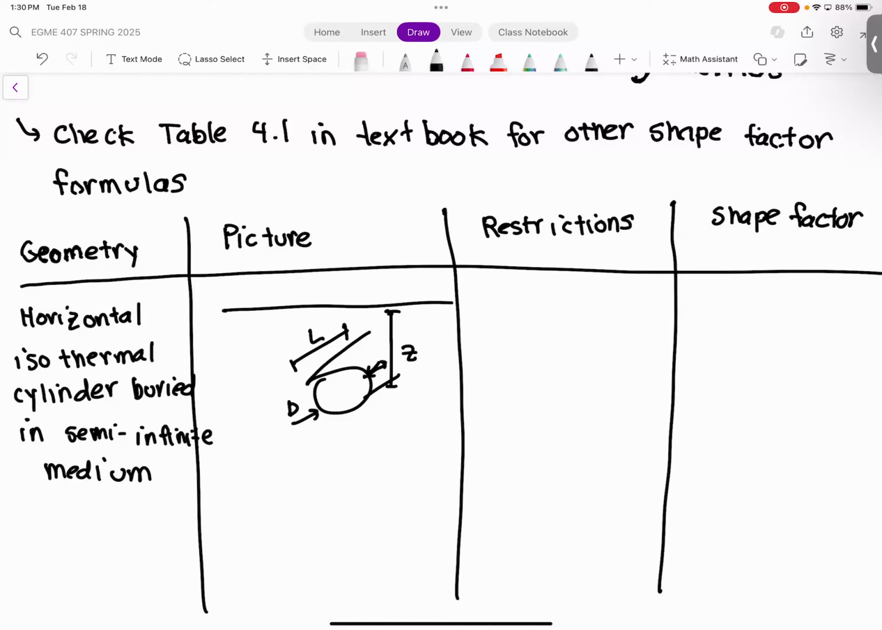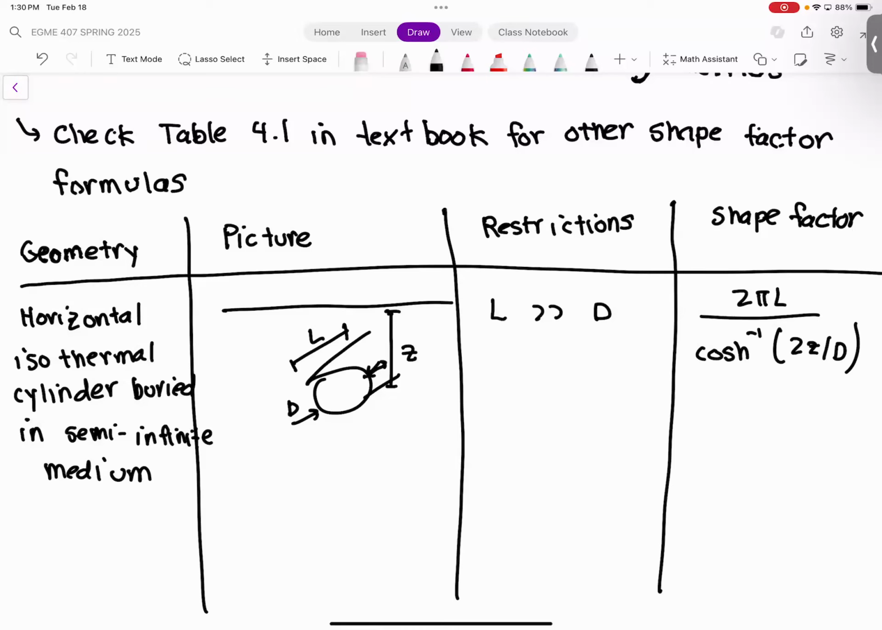So there's actually two formulas here for this, depending on the relative lengths of each dimension here. Okay. And so the first one is if L is much greater than D. Okay. So if the pipe is very long and the diameter is very small, then we have the following formula, which is the one that we just used. Okay? So this is 2 pi L divided by hyperbolic cosine inverse of 2z over D. Okay, so that's exactly the formula that we just had.